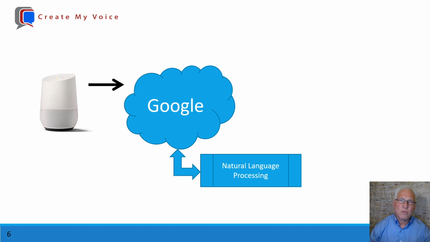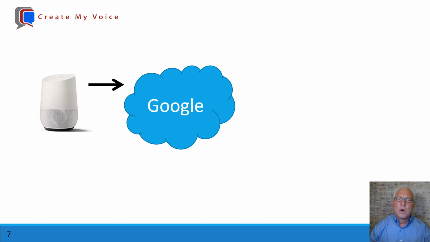Google starts by performing a process called Natural Language Processing, or NLP for short. Natural Language Processing converts your speech into words and then figures out what your intention was or what you meant. Once Google decides what you want, it then has to figure out how to accomplish it. There's 4 different ways that Google can resolve your ask.